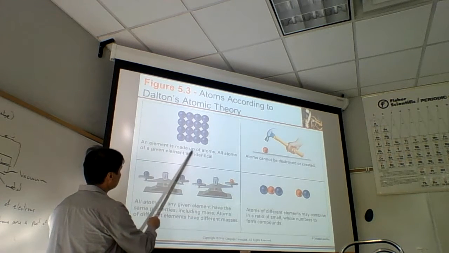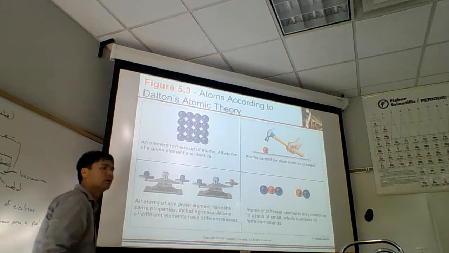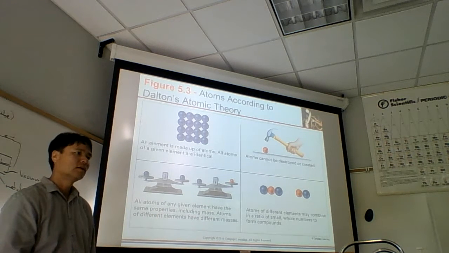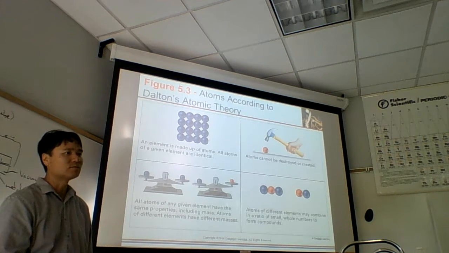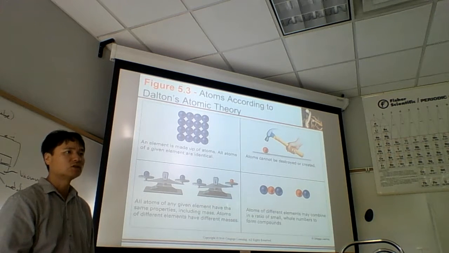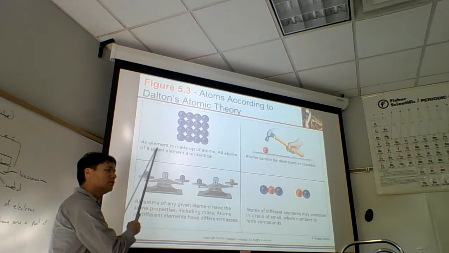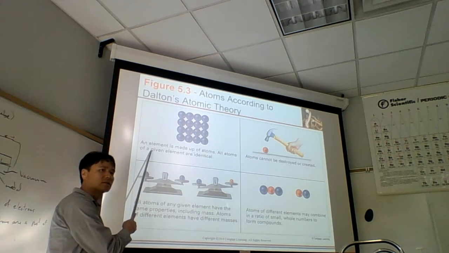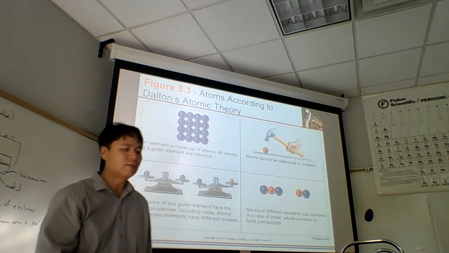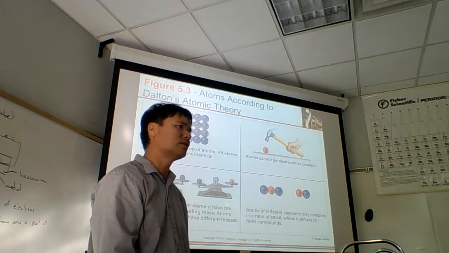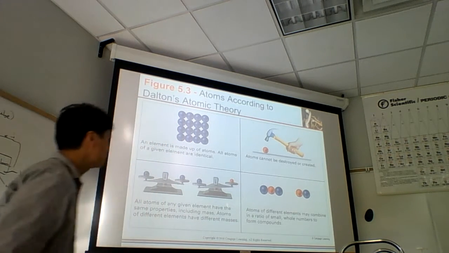An element is made up of atoms. All atoms of a given element are identical. Is that true? It's not true. I mean, hydrogen has 3 types of atoms: H1, deuterium, and tritium. But Dalton didn't know about the existence of isotopes. It makes sense he didn't know, because can you taste the difference between a hydrogen 1 and a hydrogen 2? You can't. And so it makes sense he missed that.